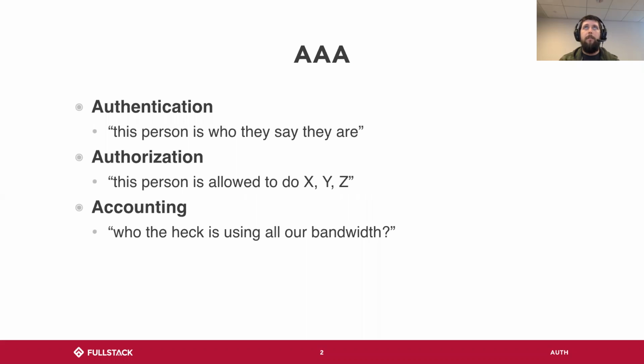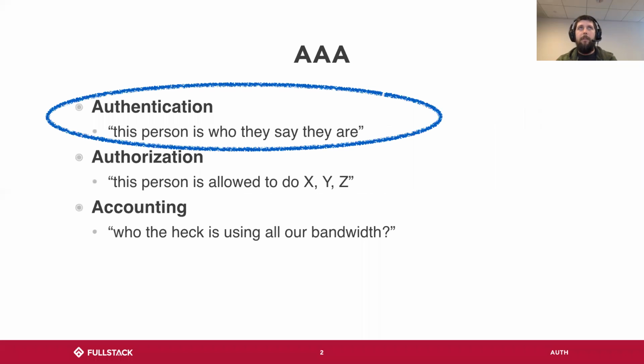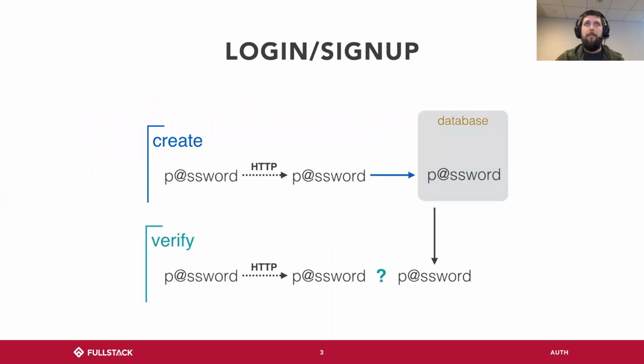You may have heard that there are these three A's of web development. Here we have authentication: is this person who they say that they are? Authorization: is this person allowed to do X, Y, and Z? And accounting: who is using all of our bandwidth, where are these requests coming from? And the one that we're going to deal with today is just this one, authentication. This person is coming to us and they're saying, hey, I'm so-and-so, don't you believe me? So we're going to figure out how we can deal with this.